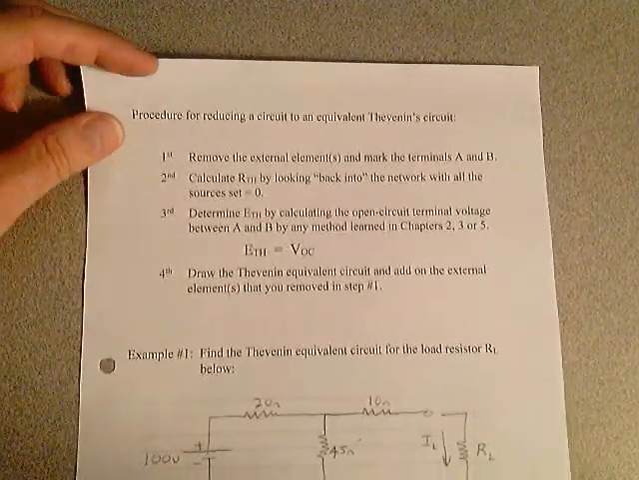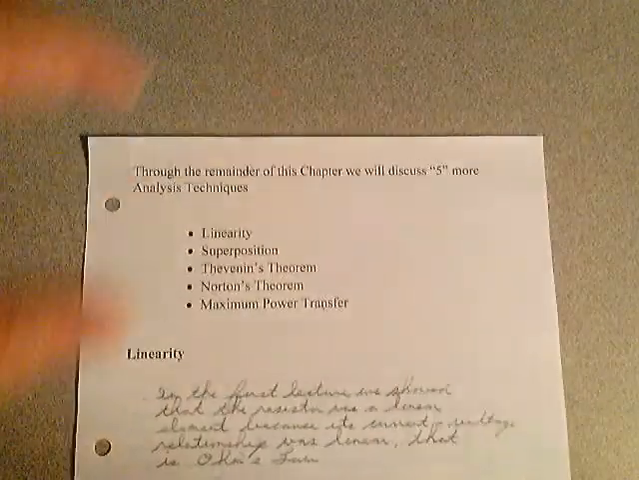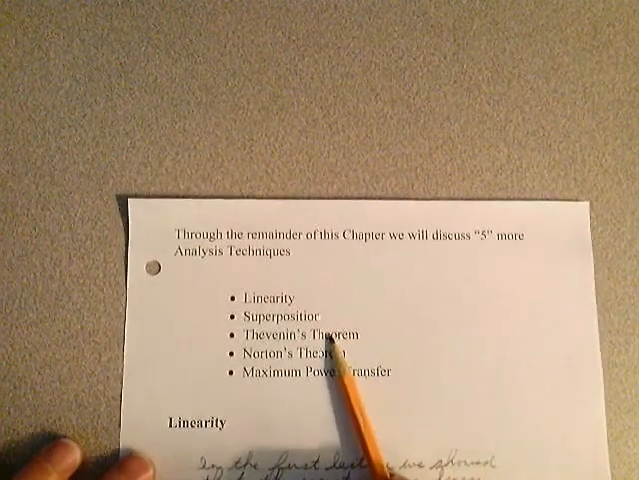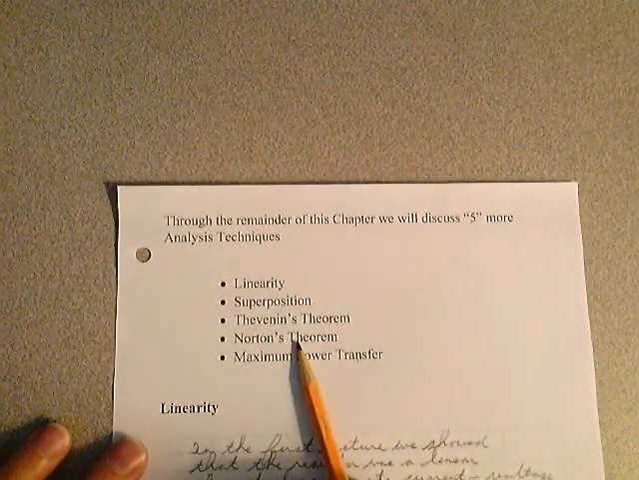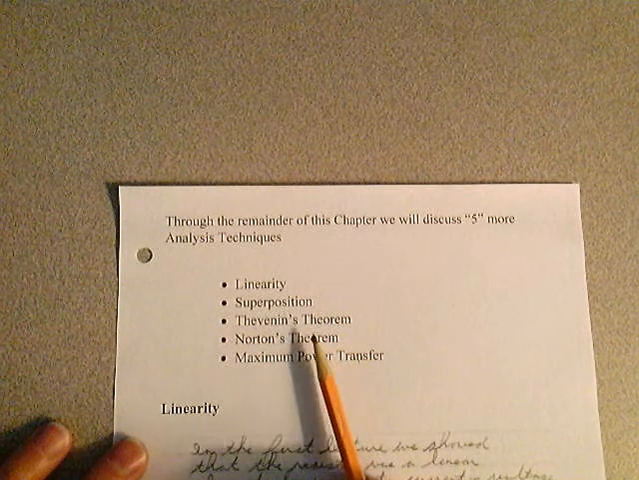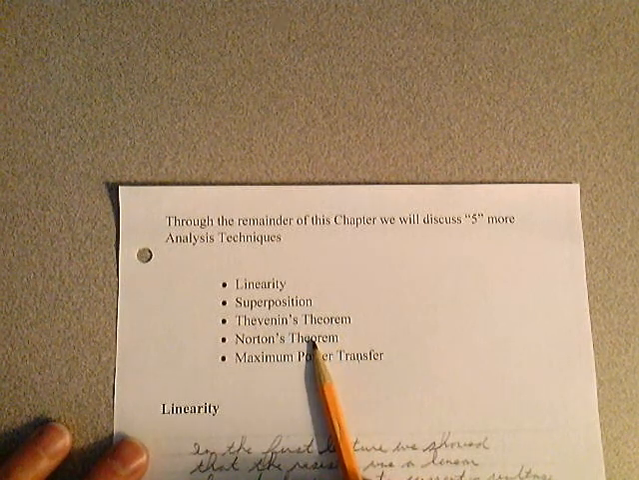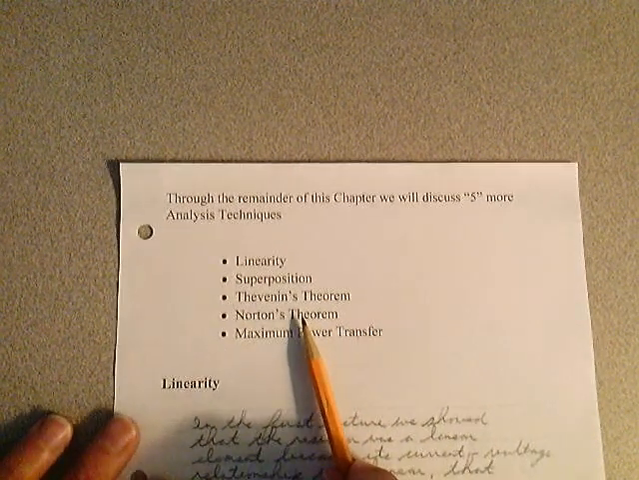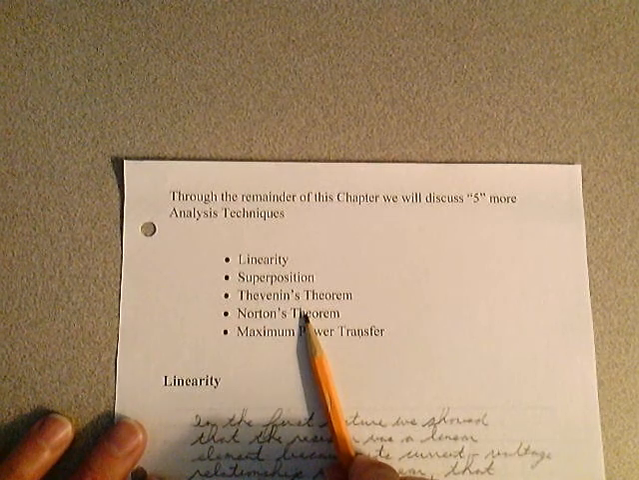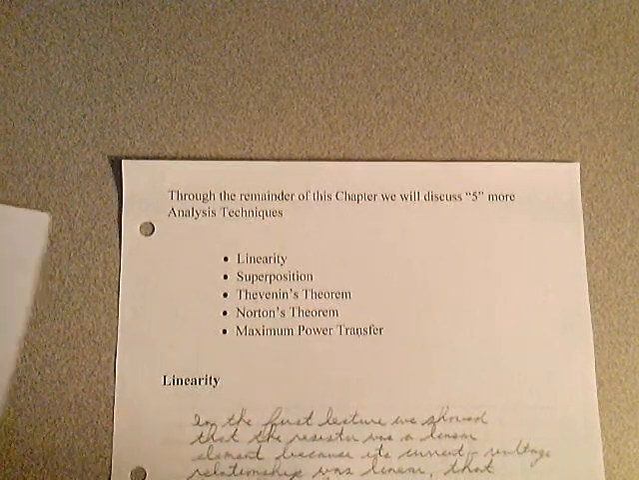Now, there is an alternative. There's an alternative to Thevenin equivalent circuits. And that alternative to Thevenin equivalent circuits is a Norton equivalent. So these are related to one another. And I'm going to talk briefly about Norton's theorem in the next lecture. That concludes this lecture.